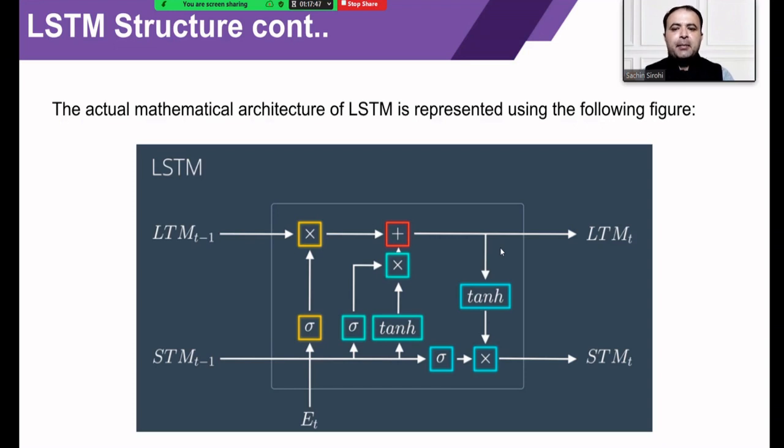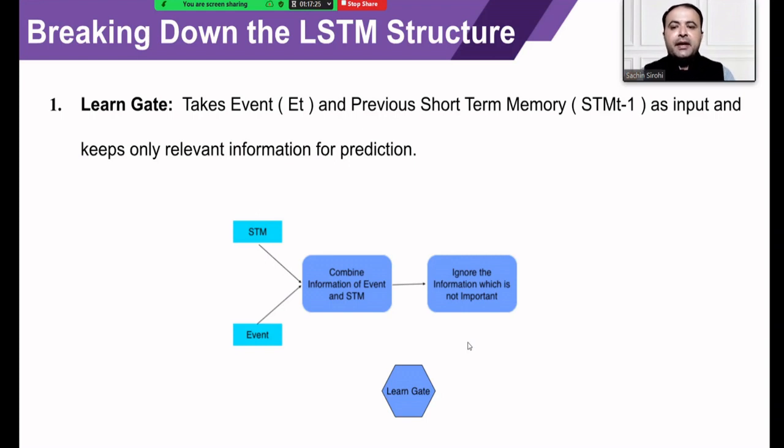Now the actual mathematical architecture of LSTM is represented using the following figure: LTM and STM, long term and short term, and the cross, forget gate, remember gate, and all these gates. Learn gate: they take the event and the previous short-term memory STM(t-1) as input and keep only relevant information for prediction. Learn gate means keep only those pieces of information that are relevant.